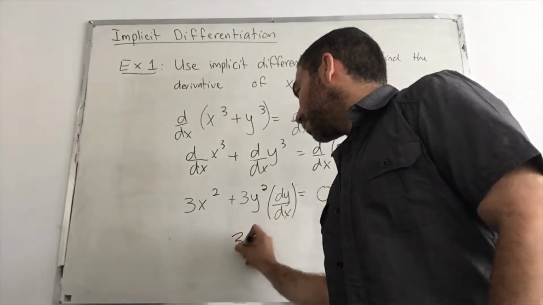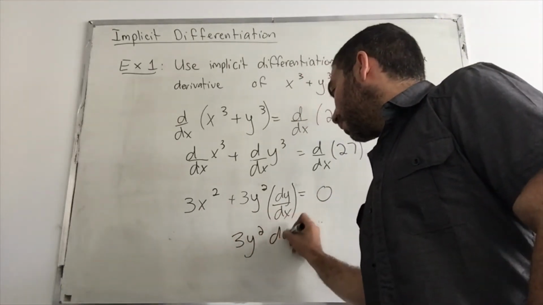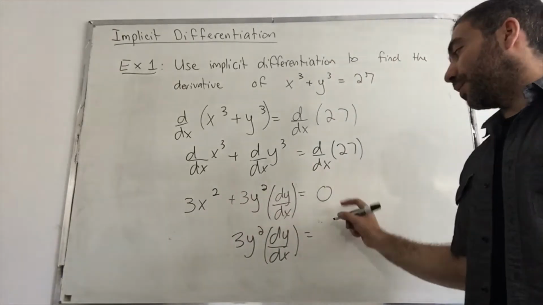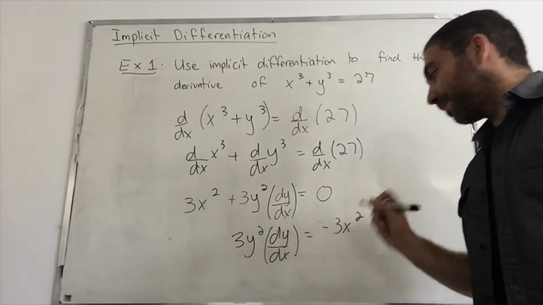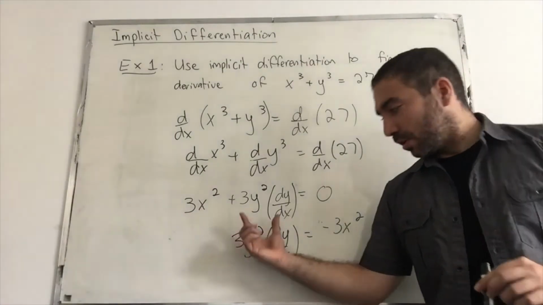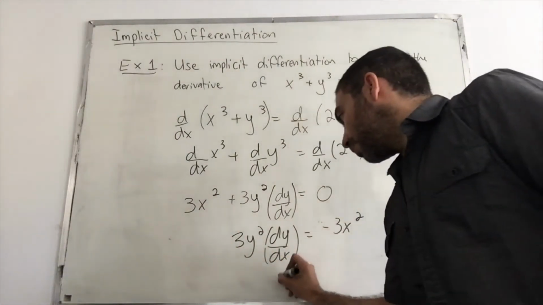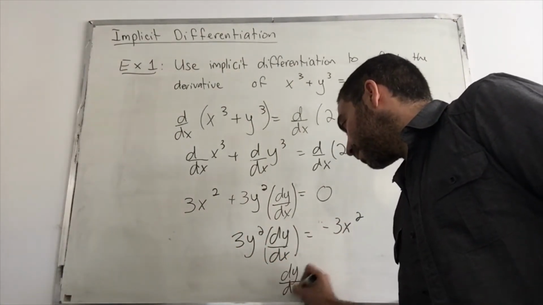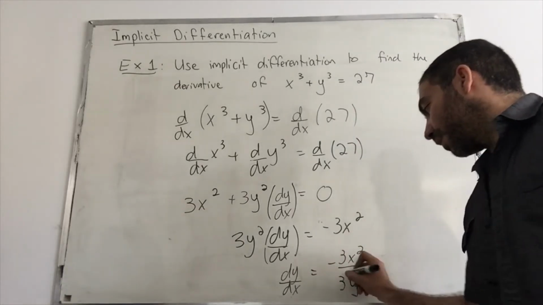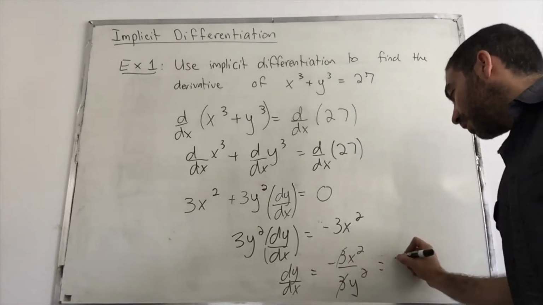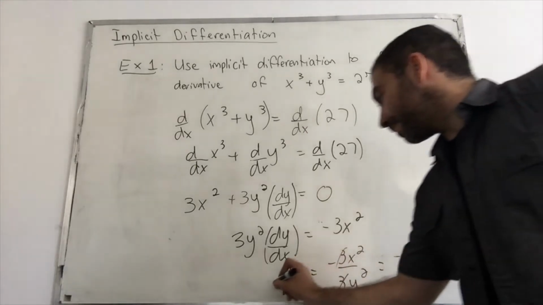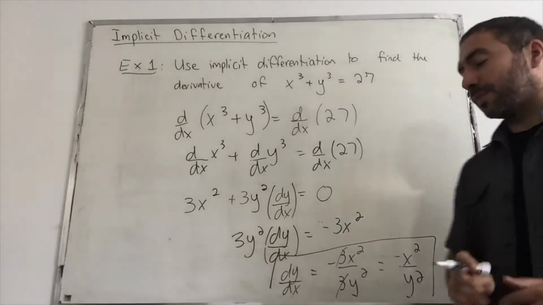So we're left with 3y squared dy dx equals, we bring the 3x squared over and it becomes negative, so we get negative 3x squared. And then the last step to isolate the dy dx, it's being multiplied by 3y squared. What do we do? We divide by the 3y squared. So dy dx equals negative 3x squared over 3y squared. Canceling out the 3's, giving us negative x squared over y squared. And this is the answer. This is our derivative. Okay.